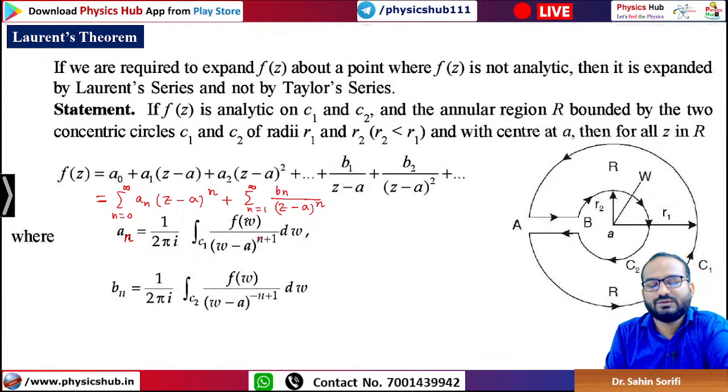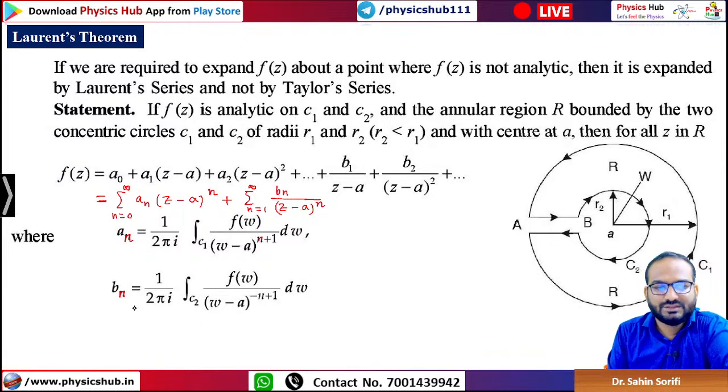So previously we wrote f of z, so it can be written as f of z because z is a variable. So f of w by (w minus a) to the power n plus 1 dw, and b_n is 1 by 2 pi i integration over the inner circle C2, f of w by (w minus a) to the power minus n plus 1, there is no bracket here, minus n plus 1 dw.